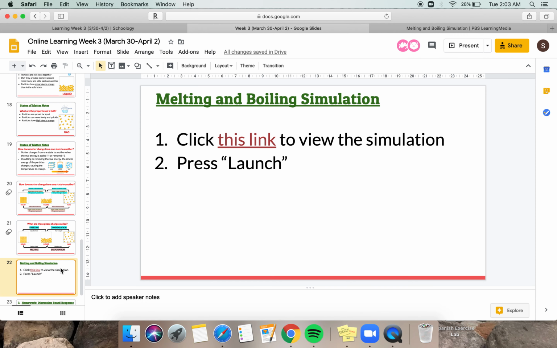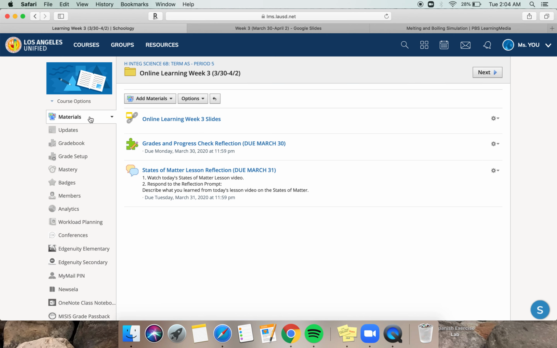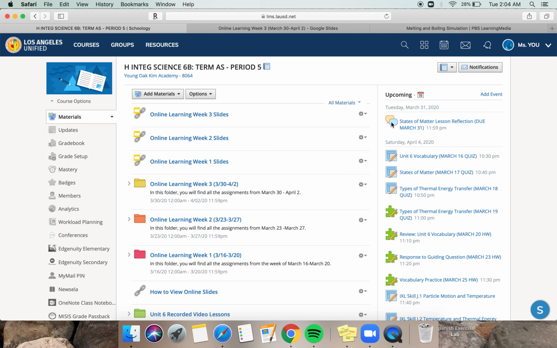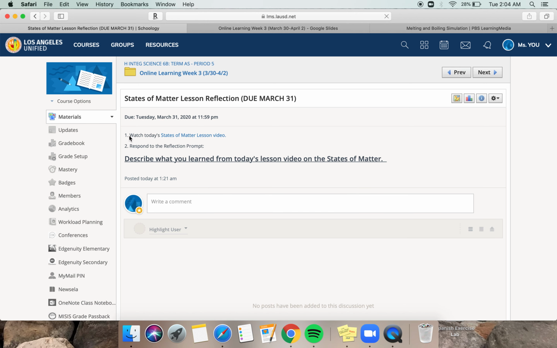Now the last part is that you need to go onto Schoology and complete your homework for today. It says log into Schoology, click on the chat bubble, States of Matter lesson reflection, due March 31st, it's due today, and respond to this prompt by typing your answer. When you go to Schoology, you can find the discussion chat picture either on the side over here, or you can go into the yellow folder and click on this, and the directions say, number 1, watch States of Matter lesson video. That's the video that you just saw, and respond to this reflection prompt.